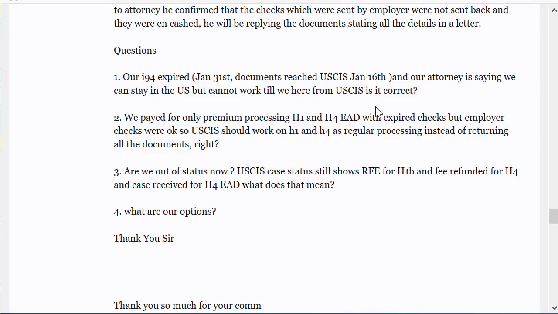I don't think your lawyer has covered the whole picture. See, what happens is on January 31st, your I-94 expired. So you have 180 days to leave the United States. Otherwise, you'll have a 3-year bar. But that doesn't mean that you are legal. If you are caught, you can be deported, because you are illegal in the United States.